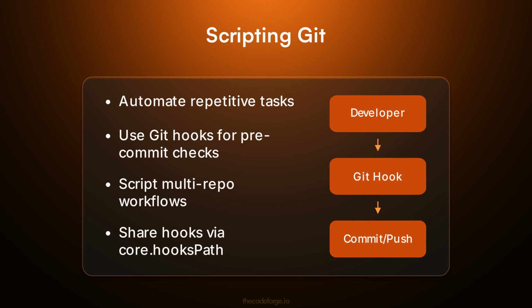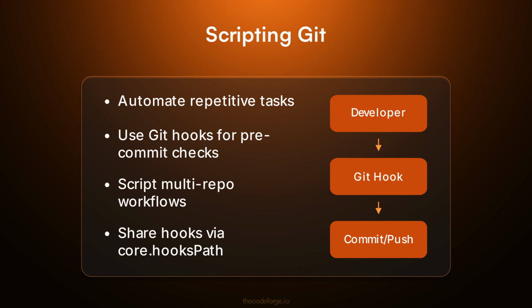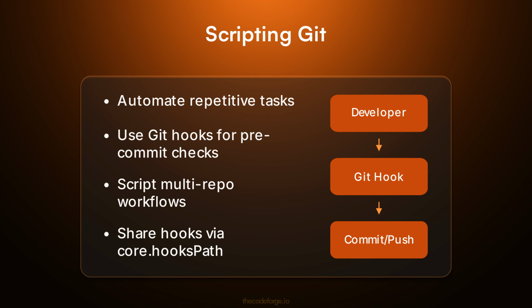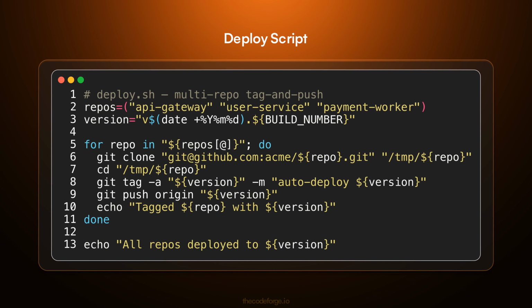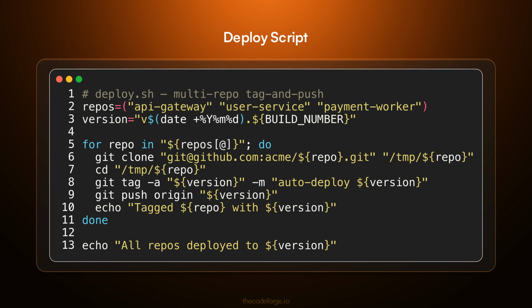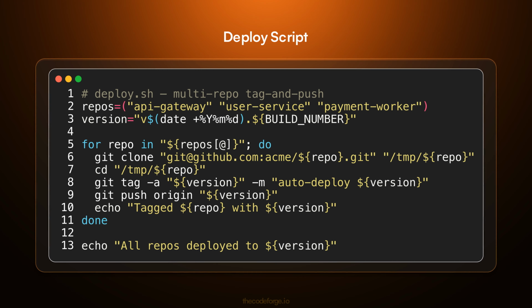Automate Git with shell scripts and hooks. Pre-commit hooks can lint code, prepare-commit-msg can enforce ticket numbers. For multi-repo deployments, write a bash loop that clones, tags, and pushes. Share hooks across the team with core.hooksPath. This script clones multiple microservice repos, tags each with a version, and pushes the tags.